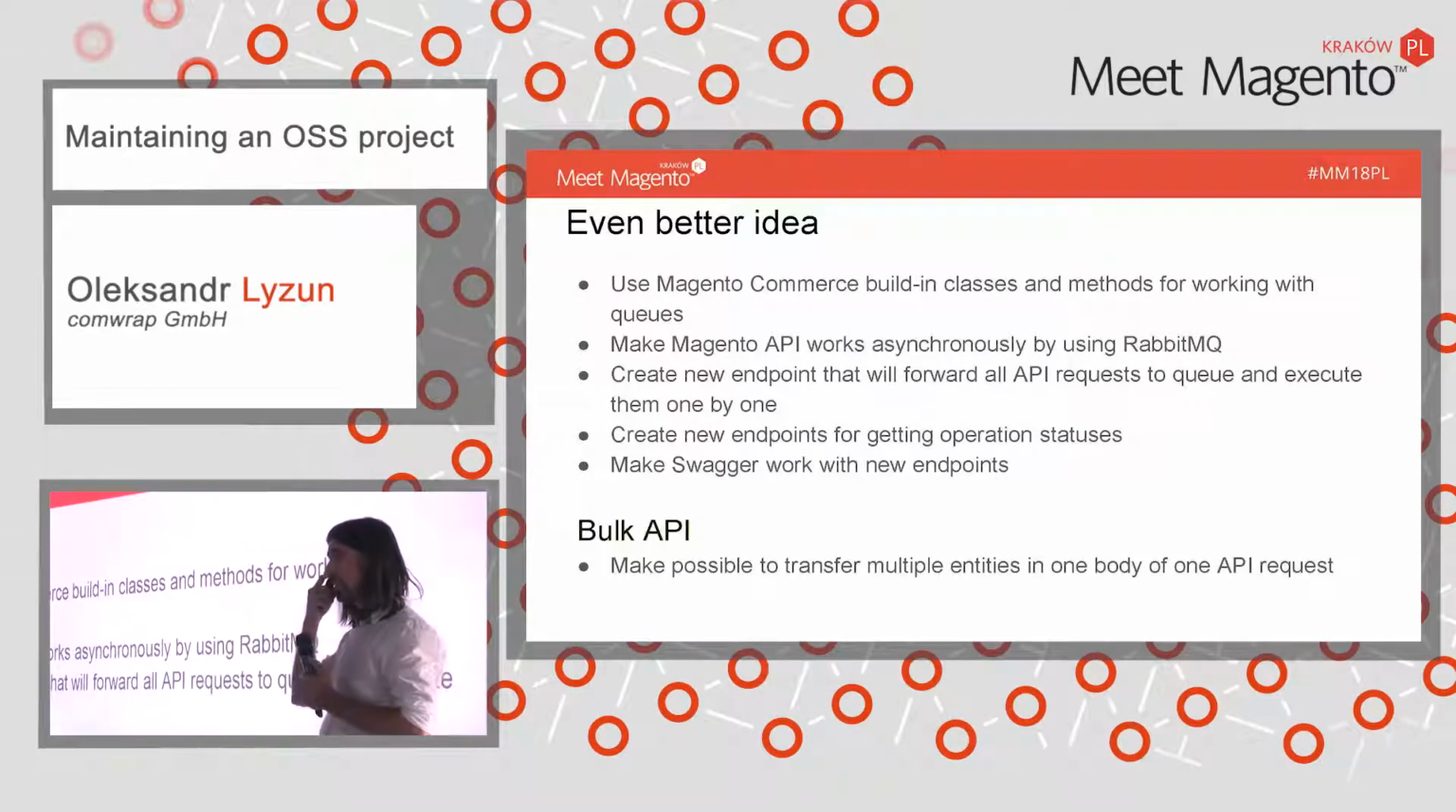And then one more idea came: the Magento API out of the box takes one object per request, one node. We wanted to make it possible to send a lot of objects per request, so that you send a bunch of products, 100 products in one JSON body, and then they all will be processed.